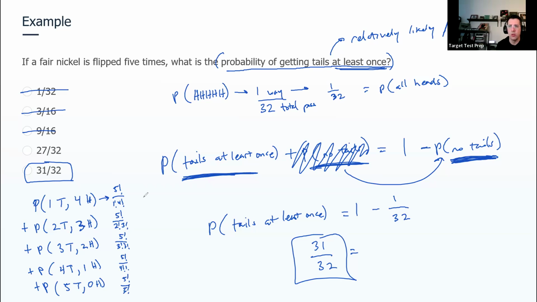All right. Notice these two are the same, and these two are the same, right? But you would still have to add these all up, and these would all add up to 31 total possible ways out of 32. Okay, but again, I would never recommend doing it that way. There's a much, much more efficient way to do it. There's probably no tails, which is just 1 out of 32, so 1 minus 1 out of 32.